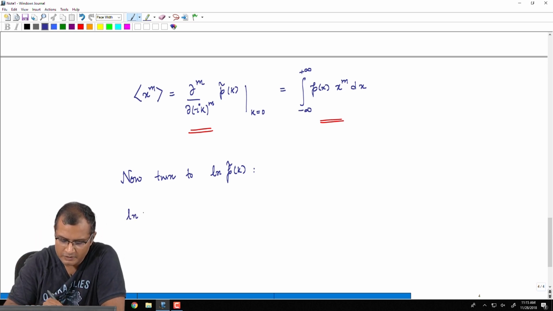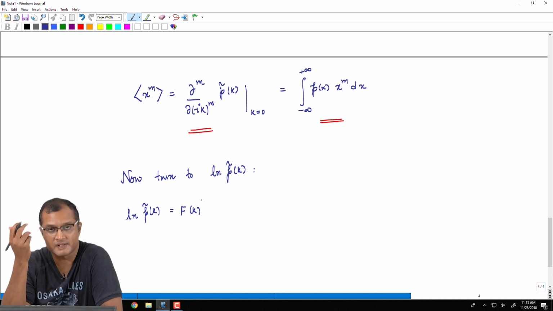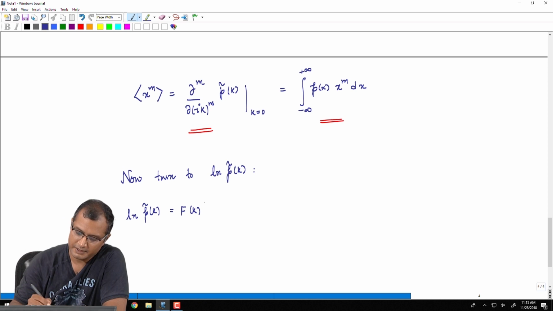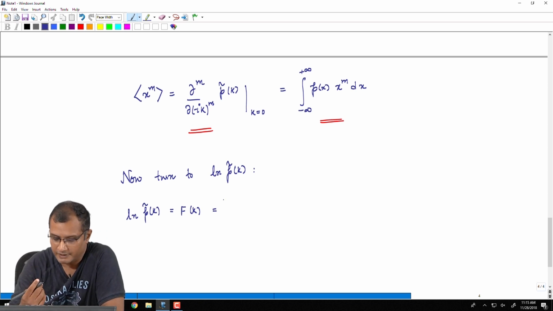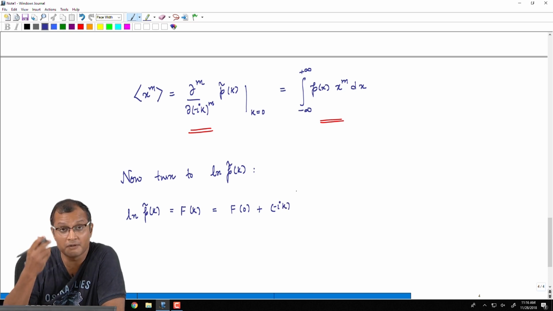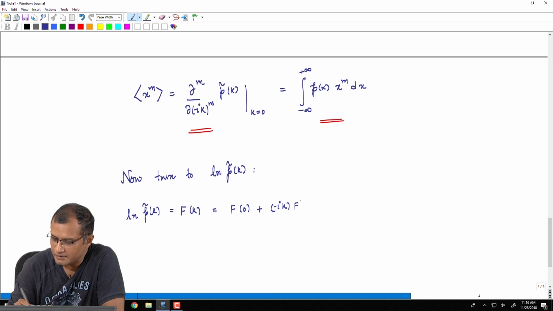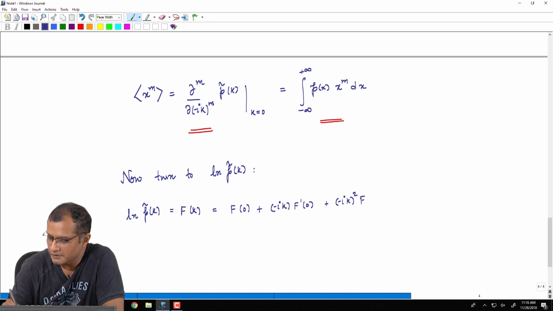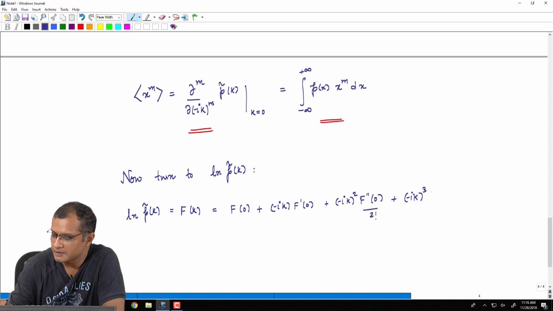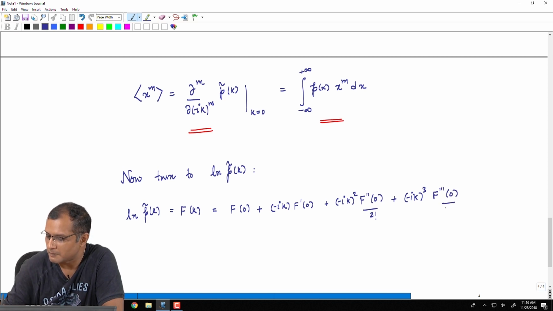So, let us denote this logarithm of p of k as some function of k. We know it is a function of k because p of k is a function of k. Now, if I want to expand this in power series, I can write it as f of 0, that is the leading term, I am expanding around the origin, plus minus I k times f prime at 0, plus minus I k to the power 2 f double prime 0 over factorial 2, plus minus I k to the power 3 f triple prime 0 upon factorial 3.